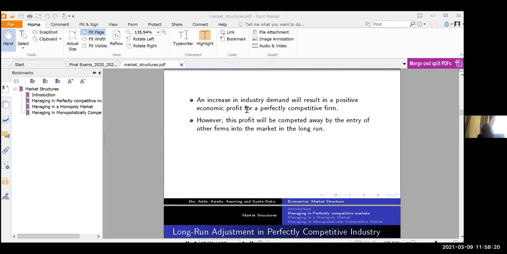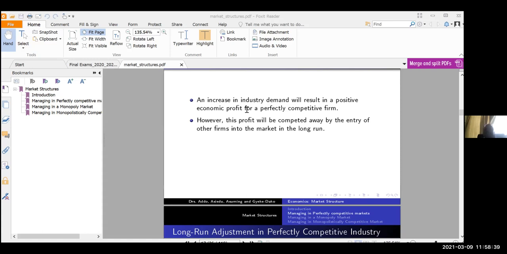For other markets, that profit will hold. But for a perfectly competitive market, it will not last, because if I know Melissa is producing sachet water and Melissa is making a lot of profit, the next time I'll also be producing sachet water. And because there is free entry and free exit, I can easily get the machines to produce.